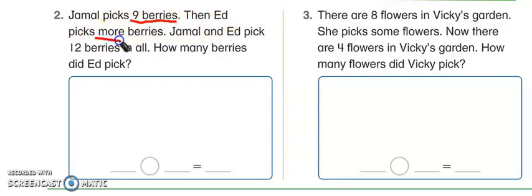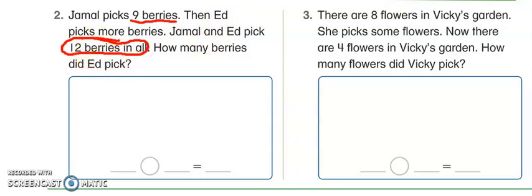All right, so we don't know how many more berries he picked. Jamal and Ed pick 12 berries in all. So when they have them in all, that means that's the whole. How many berries did Ed pick? So we know how many berries Jamal picked. We just don't know how many berries Ed picked. We know that altogether they picked 12 berries.